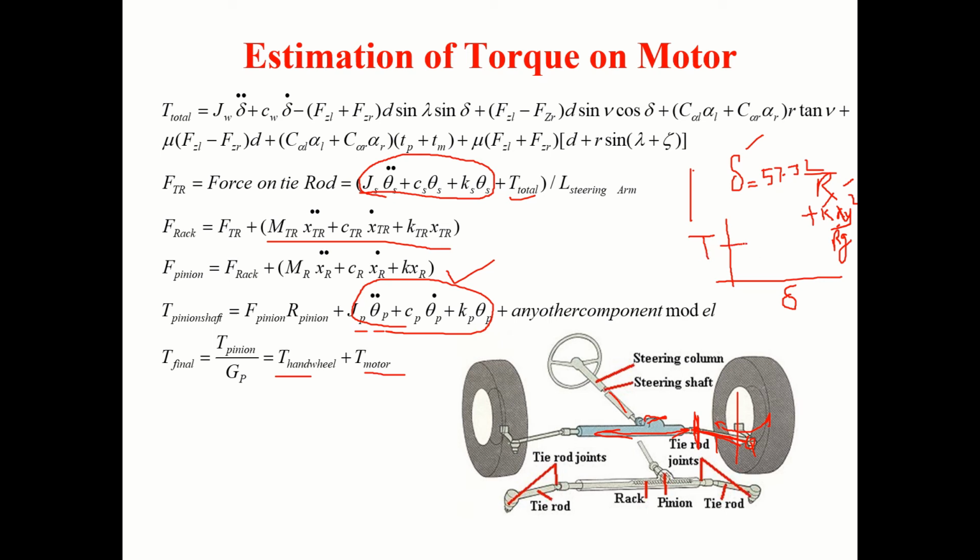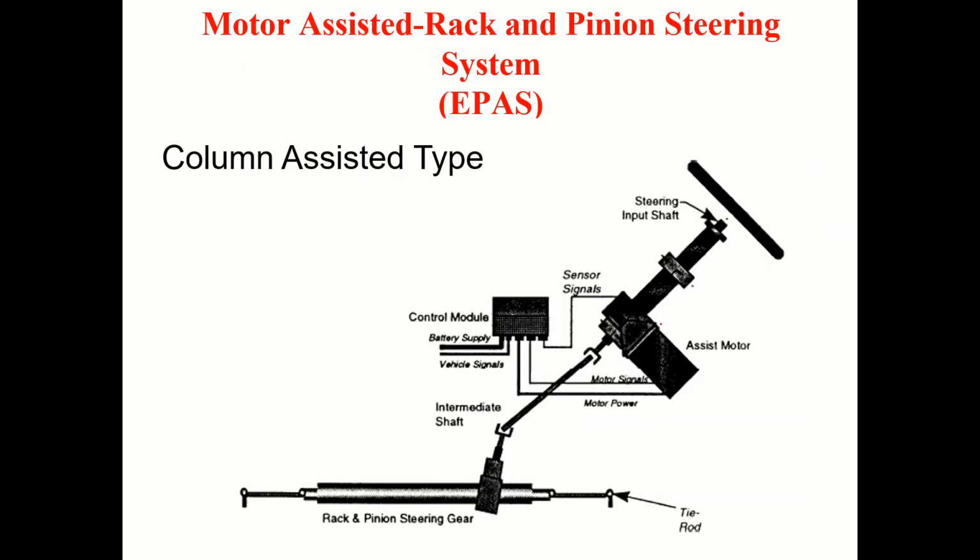So from here I can get the total torque. Out of the total torque, if I subtract driver's torque, the remaining torque should be given by the assist. Correct? If I use electrical motor, that motor should develop the remaining torque. Okay, that's the idea behind this. This torque plus assist motor torque should flow here.